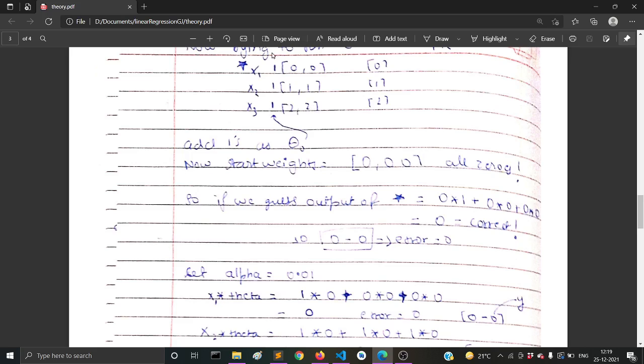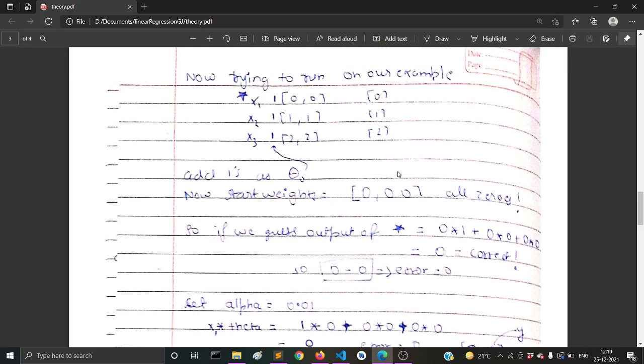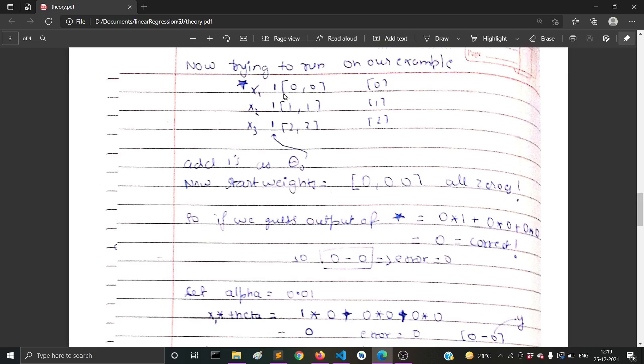1 is a constant which is added to every training example, and it serves as a bias. Now we have to start with some theta. Usually we start with all zeros, but we can also initialize randomly in the case of neural networks. For the first training example, let's calculate the output. Our thetas are this and our training example values are this. So 0 multiplied by 1 is 0, 0 multiplied by 0 is 0, and 0 multiplied by 0 is 0. All added together gives us 0.